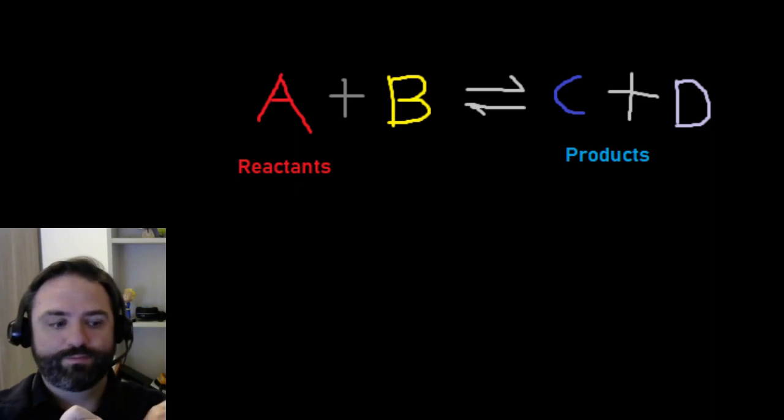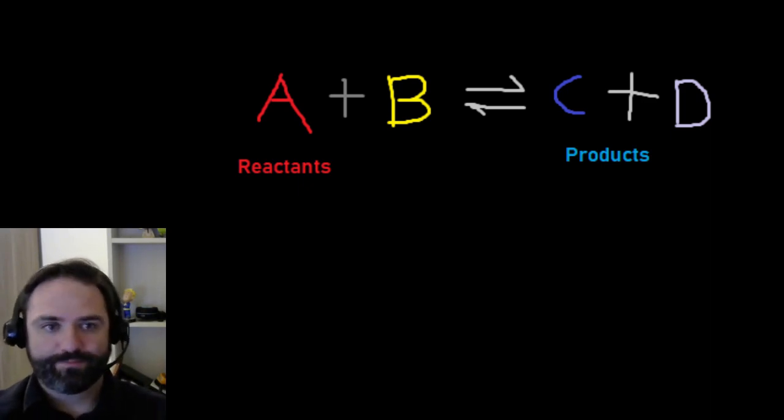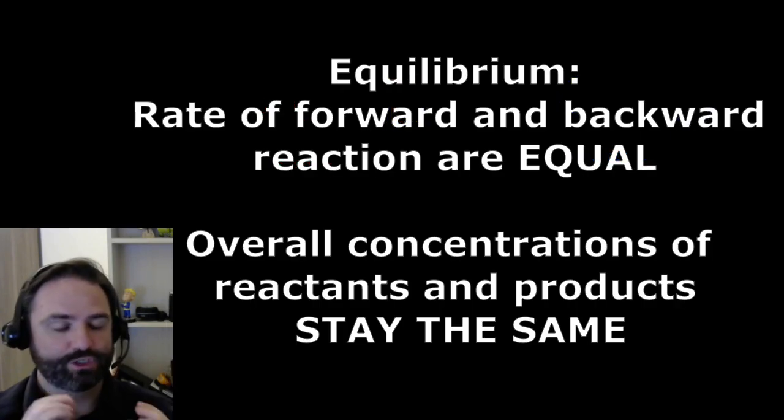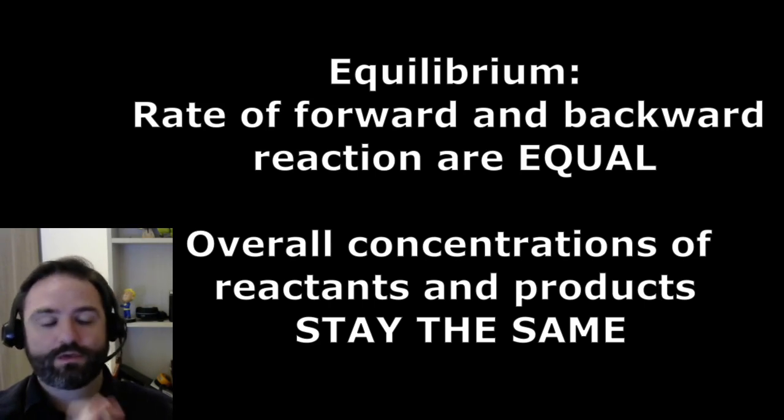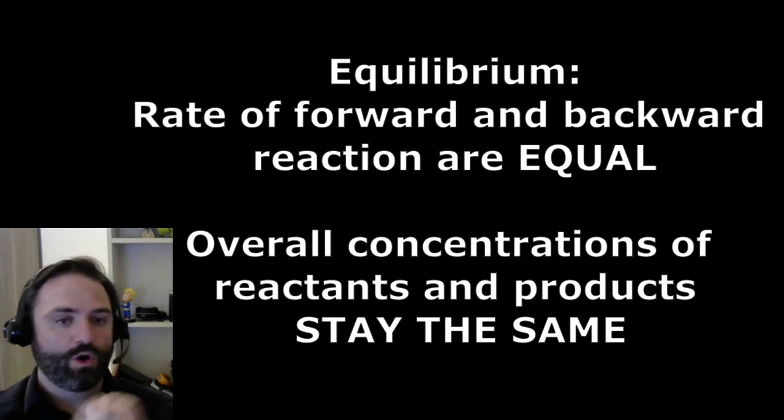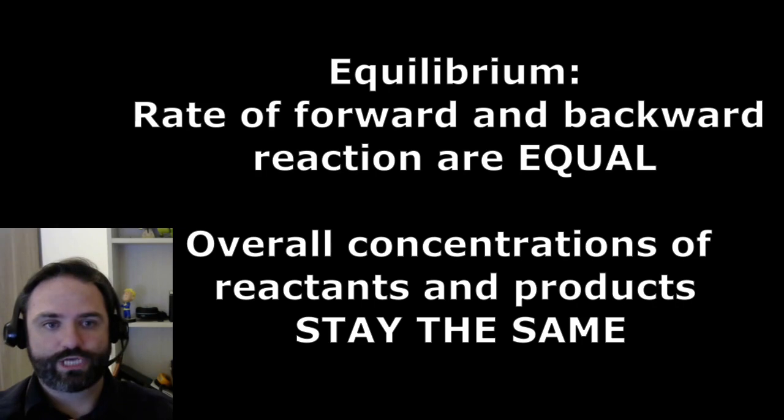It's one for one. So your definition for the exam of equilibria is very specific. Make sure you just memorize this. It is that the rate of the forwards and the backwards reaction is equal, and the overall concentrations of your reactants and your products do not change. The rate of the forward and backwards reaction are equal. The overall concentrations do not change. Don't mix those up.